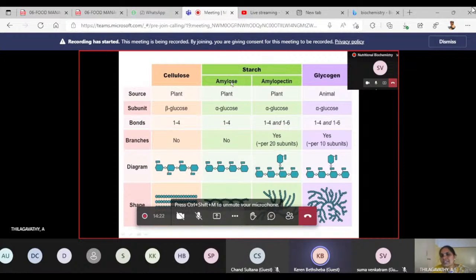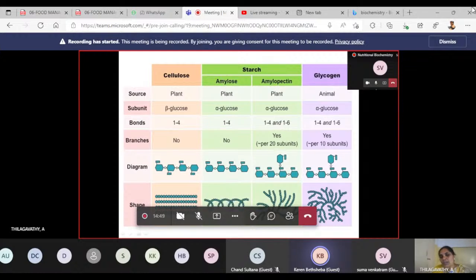Glucose will be stored as starch. In animals, excess glucose will be stored as glycogen. They are made up of alpha glucose units. Cellulose is made up of beta glucose, whereas starch and glycogen are all made up of alpha glucose. Now you see that the starch has two parts, amylose and amylopectin.